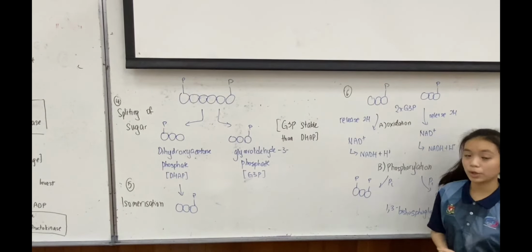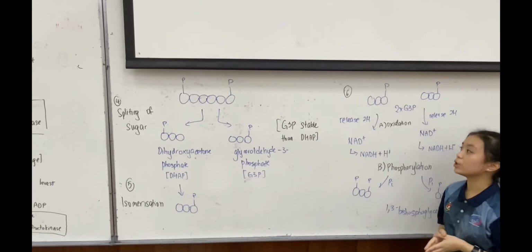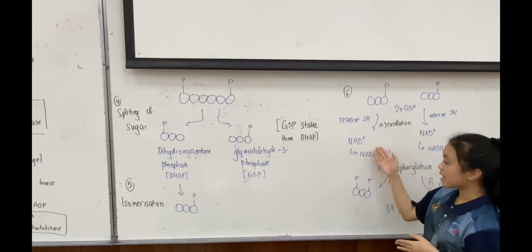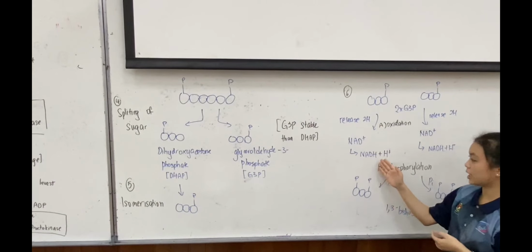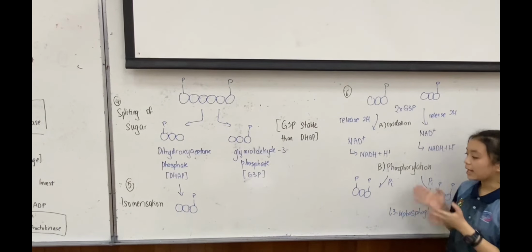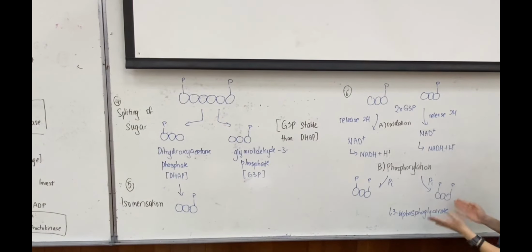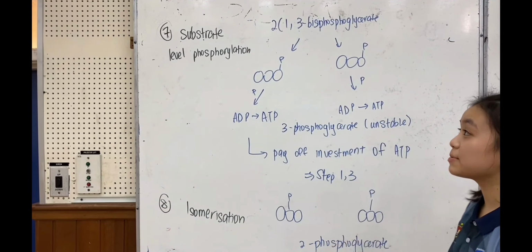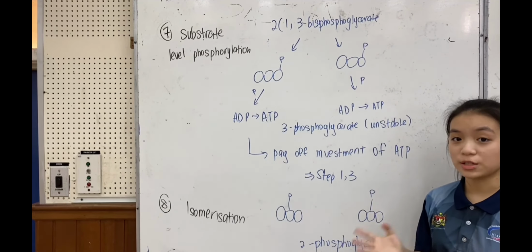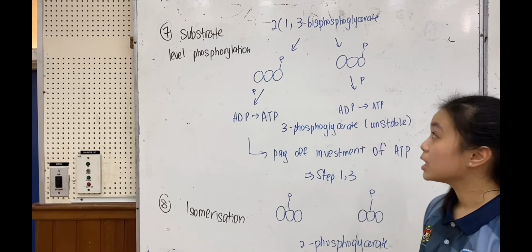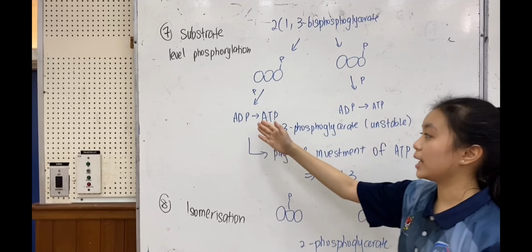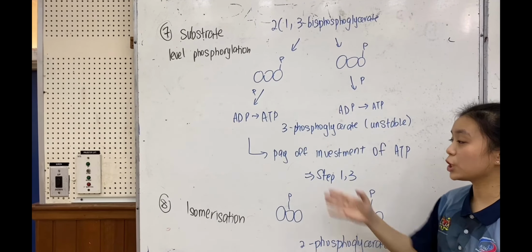Each G3P will undergo oxidation, which means it releases 2 hydrogens. The hydrogens go to NAD+, which accepts them and becomes NADH plus H+. Next is phosphorylation, where G3P accepts an inorganic phosphate and becomes 1,3-bisphosphoglycerate. Step 7 is substrate-level phosphorylation, where one compound transfers a phosphate to ADP. The 1,3-bisphosphoglycerate releases a phosphate, which goes to ADP, and the ADP accepts it and changes into ATP again.